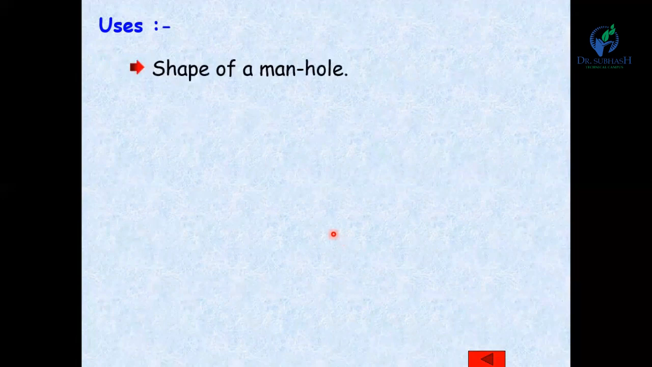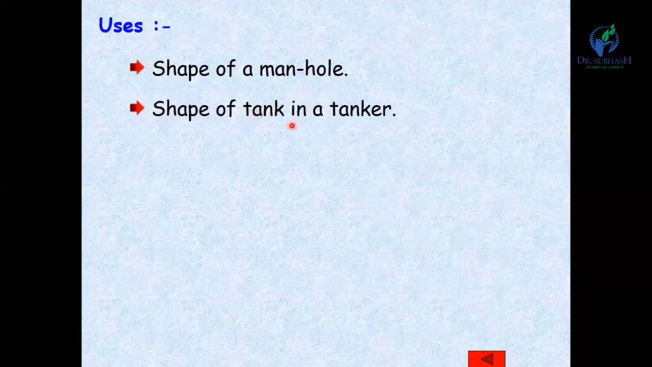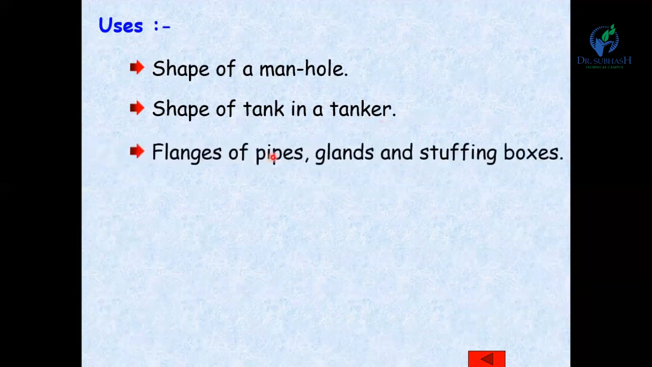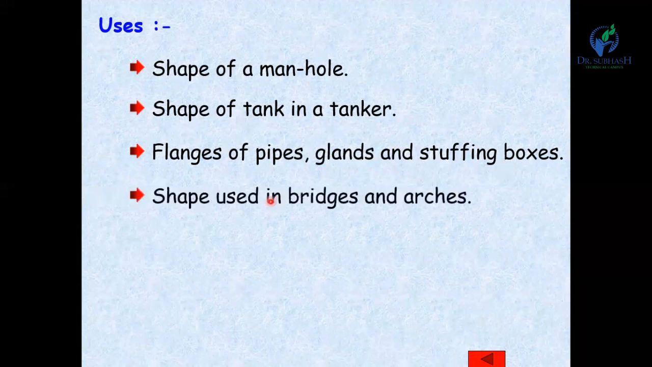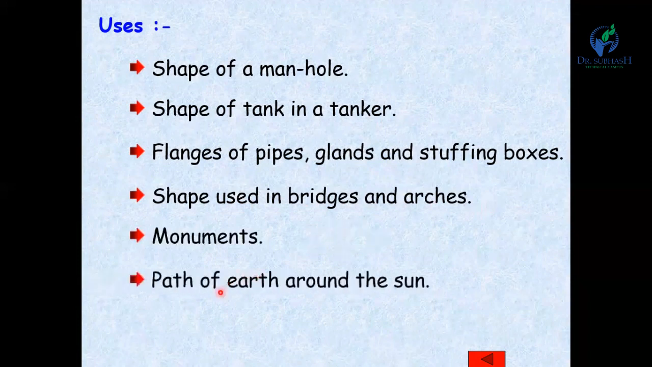Now, what are the uses of the ellipse? The shape of the main body of the boiler is elliptical. The shape of the tank in a water tanker is also elliptical. Flanges of pipes, glands and stuffing boxes are of elliptical shape. Shapes used in bridges and arches, and the shape of monuments. And the path of the earth around the sun is also elliptical, and the shape of the trace, etc. So these are the different uses of the ellipse.